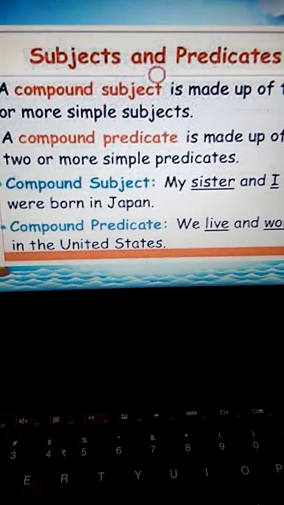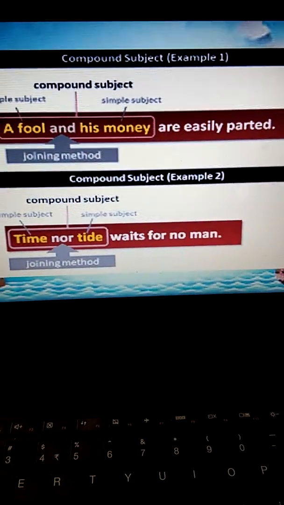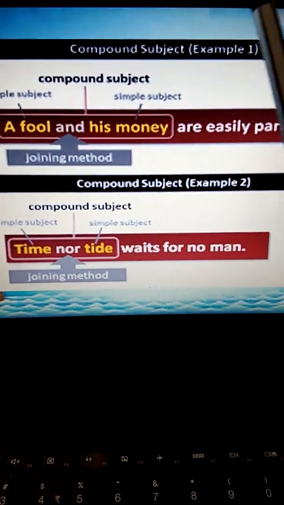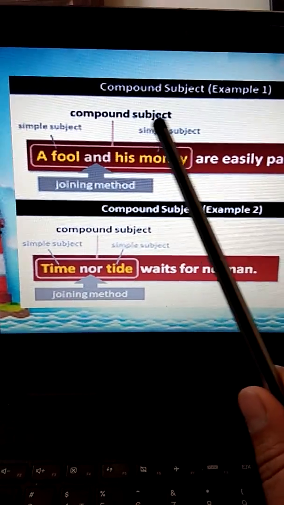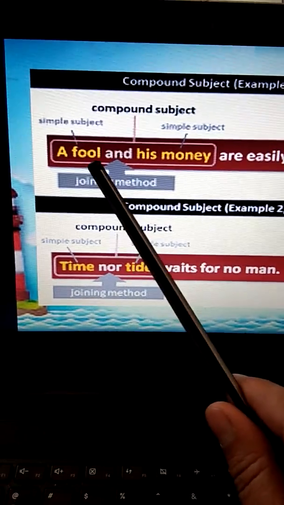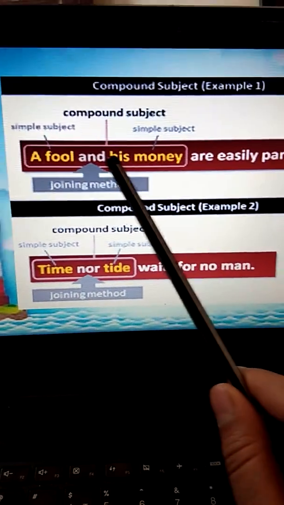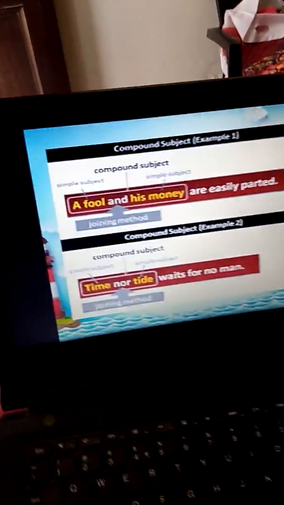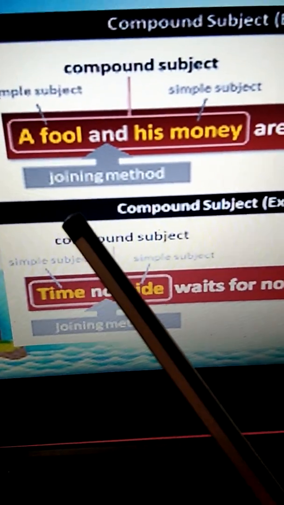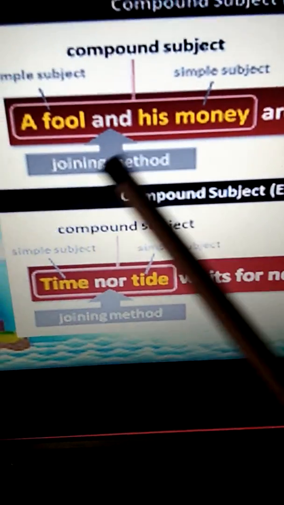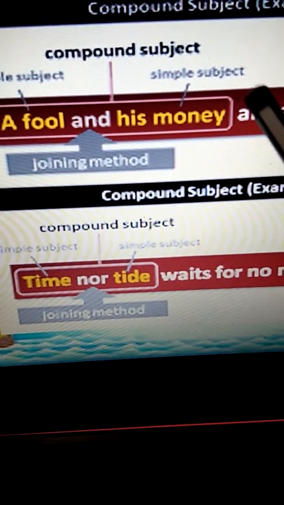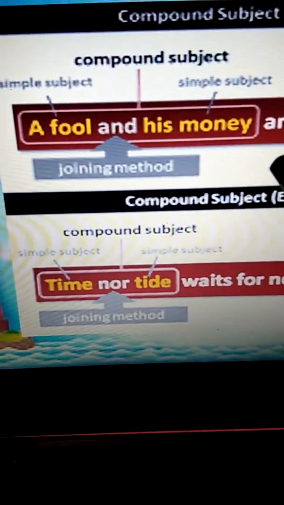So till now, it's clear, children. Now we come to examples. See, compound subject. A fool and his money. So here, the fool and his money. We are talking about both the fool also and his money also. So together, a fool and his money makes the subject.